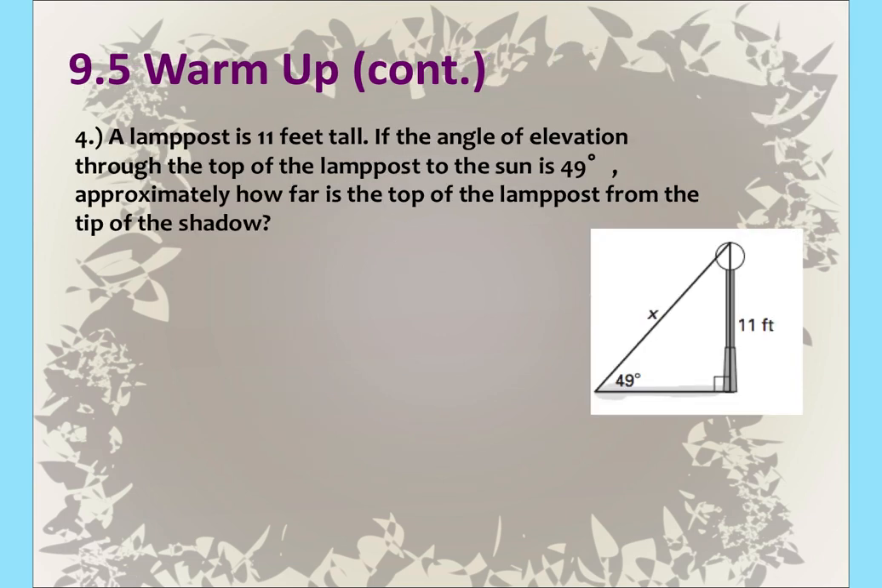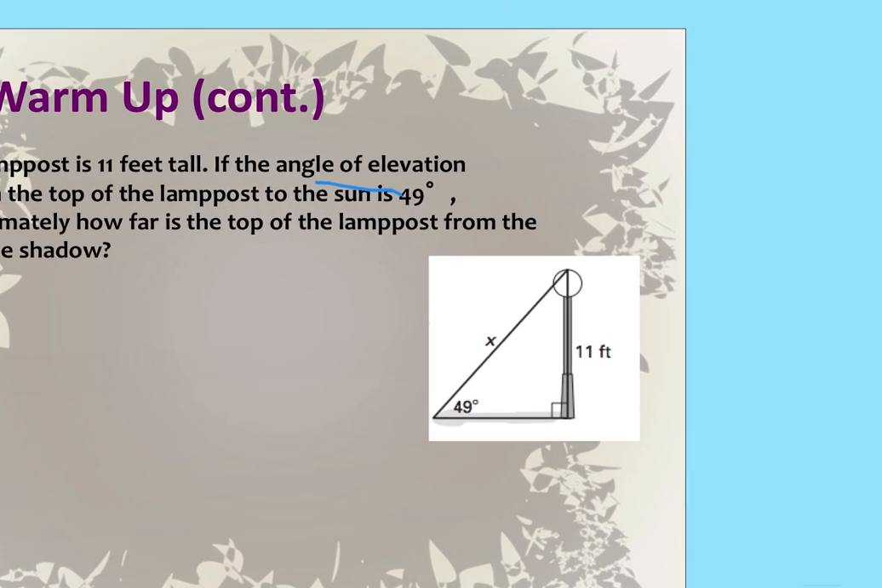All right, the last one. A lamppost is 11 feet tall. If the angle of elevation through the top of the lamppost to the sun is 49 degrees, approximately how far is the top of the lamppost from the tip of the shadow? So even though you're talking about elevation of the sun, and it would actually be this angle here as well, we always put it in line with the ground. So from the ground up to whatever it is that the angle of elevation is stopping at is that 49 degrees, and 11 is the side that's given, and we want the hypotenuse.